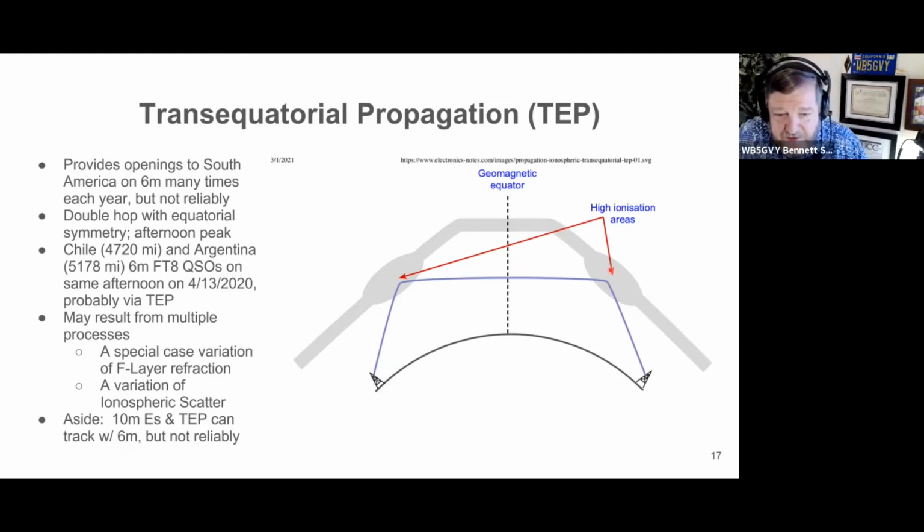It's felt that this could be the result of several processes. It may, in fact, be a special case variation of F layer. So even though I said there's no F layer propagation, this might be the exception to the rule, that when you see TEP, it may actually be a form of F layer propagation. The comment here is that you'll find both sporadic E and TEP on 10 meters as well. And sometimes it tracks with 6 meters, but not reliably so.